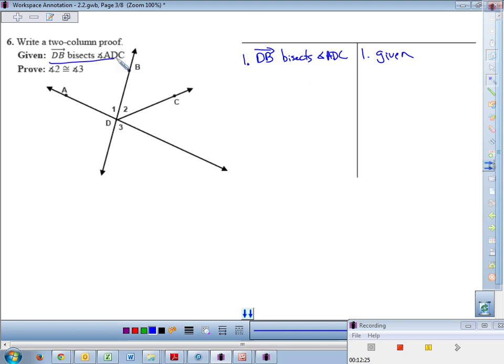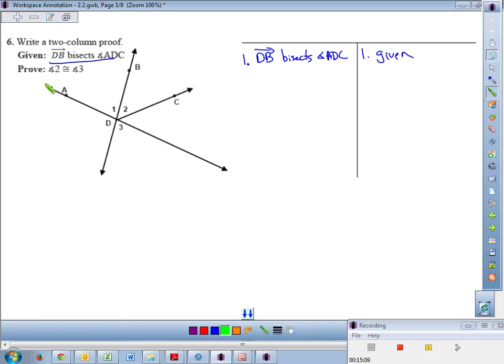Here's all they gave me, correct? That's it. Is there any non-dirty information given to us? Nope. So we'll go straight to the picture and mark what this means. If ray DB bisects angle ADC, mark that in the picture for me. I'll give you a chance to do that.